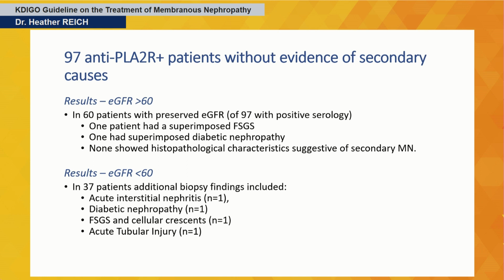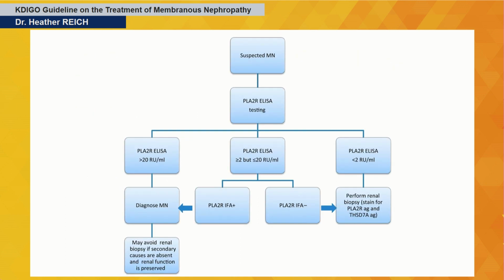However, based on this study, this illustrates the author's recommendations that patients that have a high or borderline high ELISA positive assay and have immunofluorescence assay positive can have a clinical diagnosis made of membranous nephropathy and avoid kidney biopsy if all secondary investigations are negative and renal function is normal.